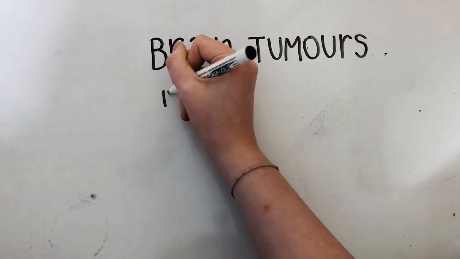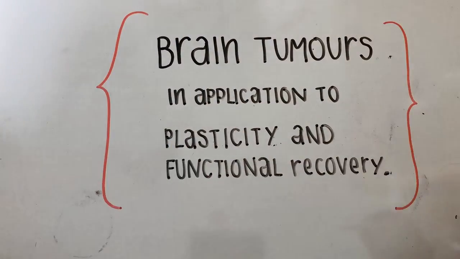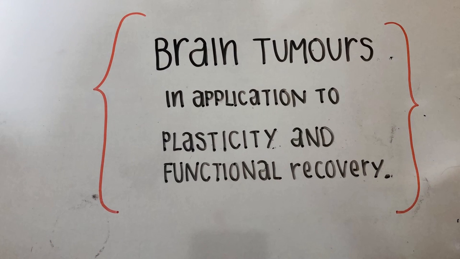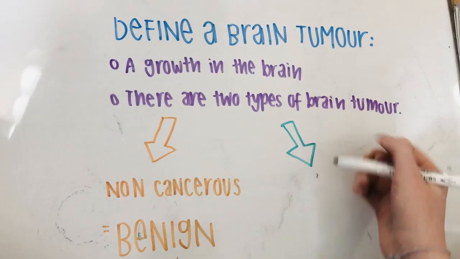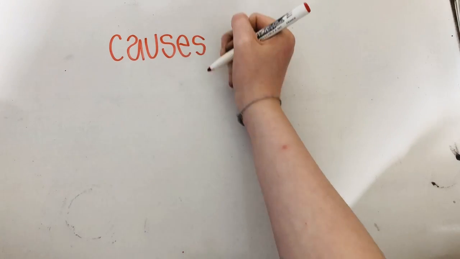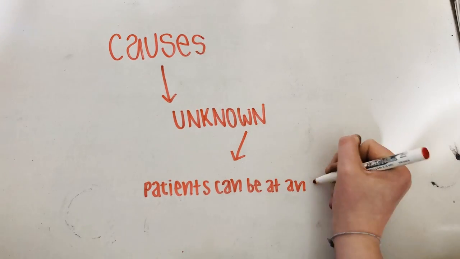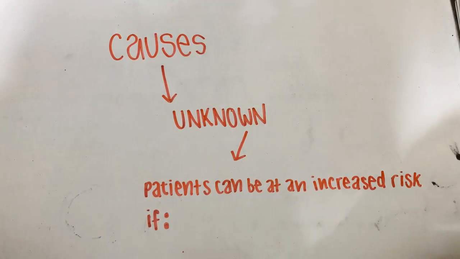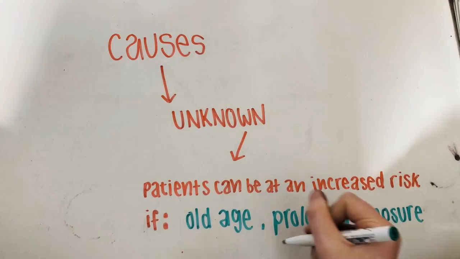As previously stated, this presentation will cover the topic of brain tumours in application to plasticity and functional recovery. A brain tumour is simply a growth in the brain. There are two types of brain tumour. A non-cancerous tumour is benign and a cancerous tumour is malignant. Generally, causes for tumours are unknown. However, scientists have deduced that a patient can be at higher risk of developing a tumour through old age and prolonged exposure to radiation.